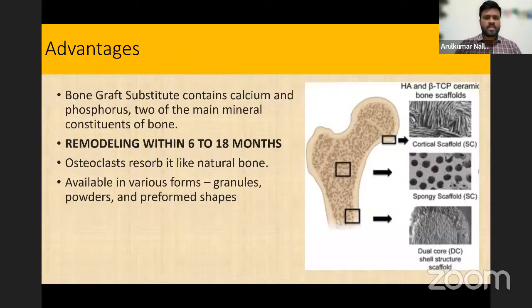The basic advantage is that they contain calcium and phosphorus, the two main minerals of our bone. And it remodels very quickly, within 6 to 18 months, and is very well integrated with our native tissue. It is available in various forms, such as granules and powder, and it can be preformed into various shapes based upon our defect sizes and structure.